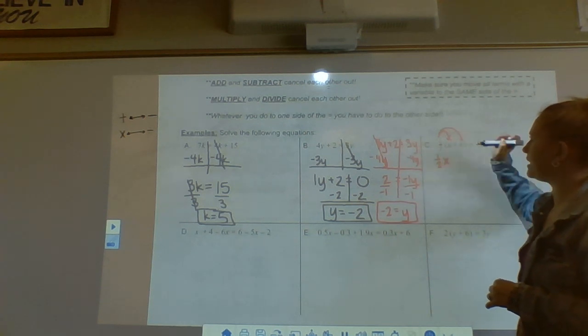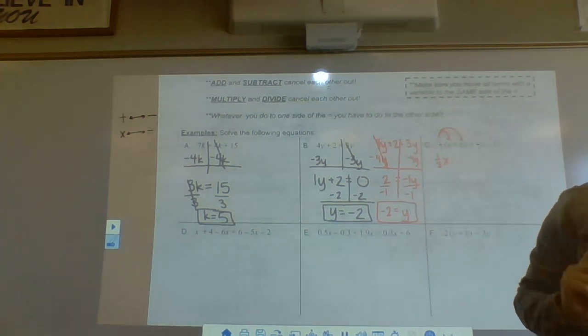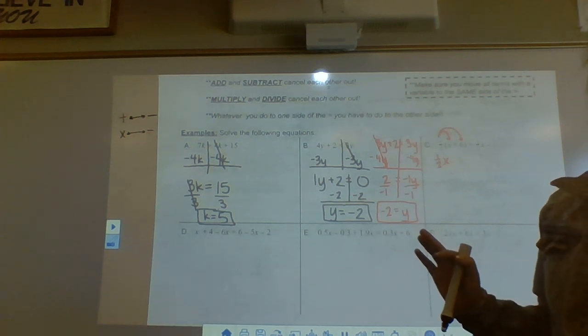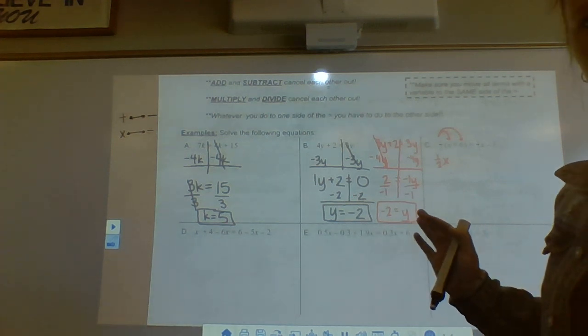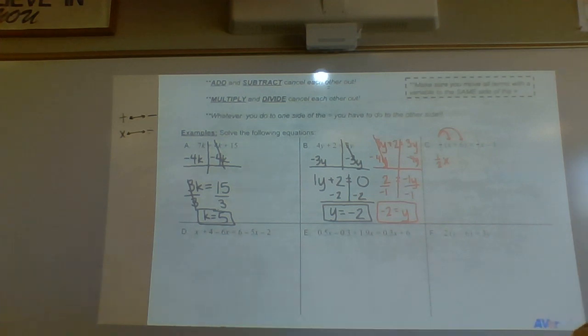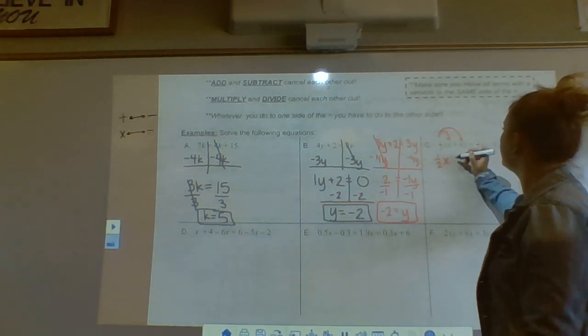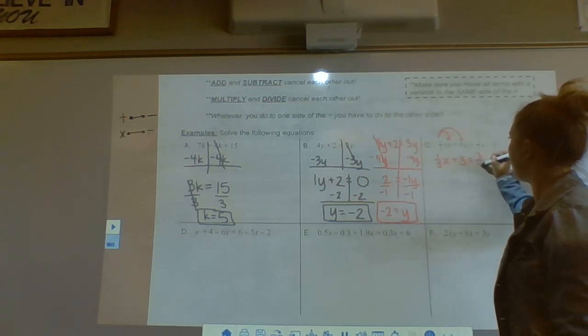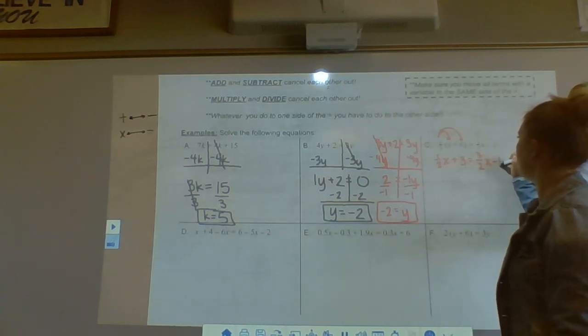Half of 6, okay? Notice I said "of." Of is another word for multiplying, so you don't need to panic and think, oh my god, 1/2 times 6, I don't know what that is. It just means what's half of 6? That's 3. Equals 3/2 x minus 1.